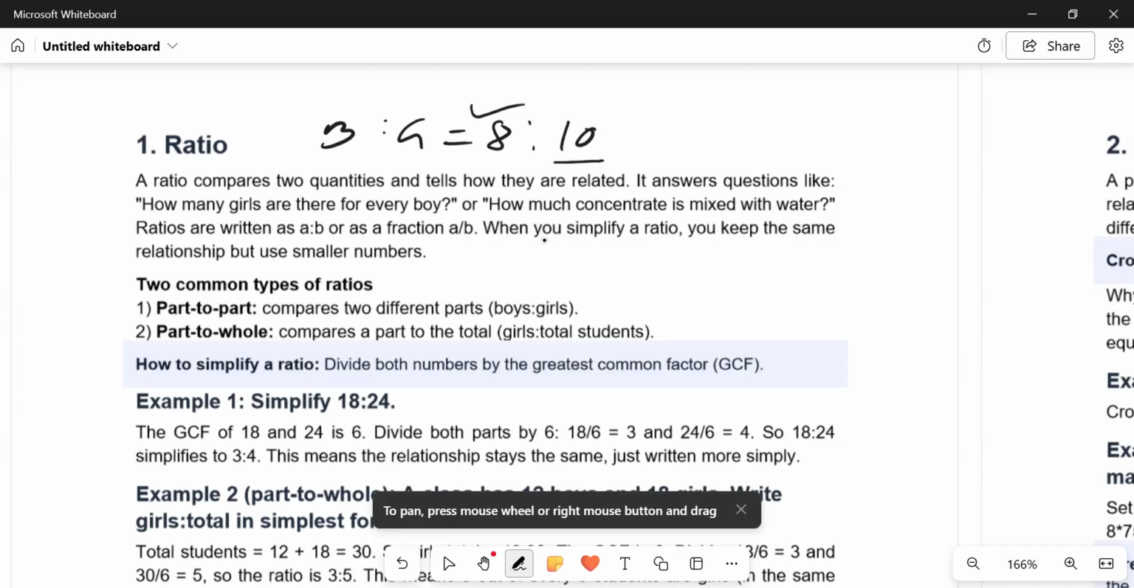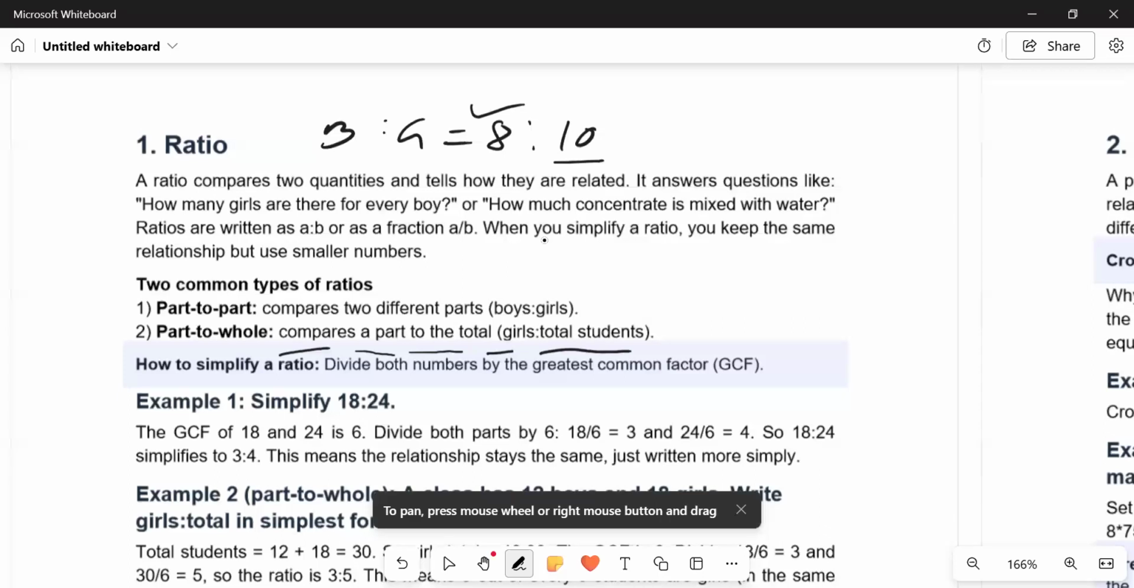So this is called a part to part ratio. And there is also a part to whole ratio, where you compare a part to a whole thing or a total, like girls to total students. We are aware about ratios. I'm not going into depth, but it is needed. That is why I'm just recapping.